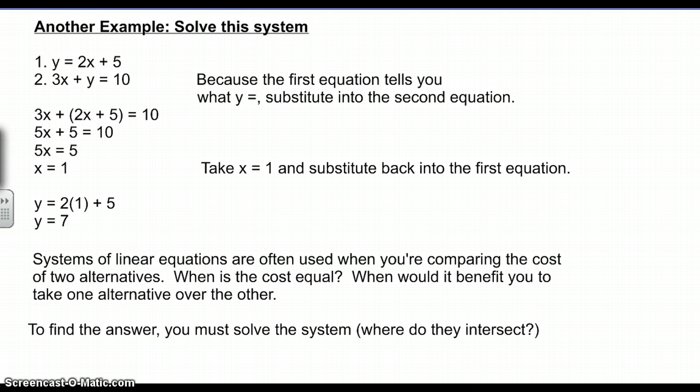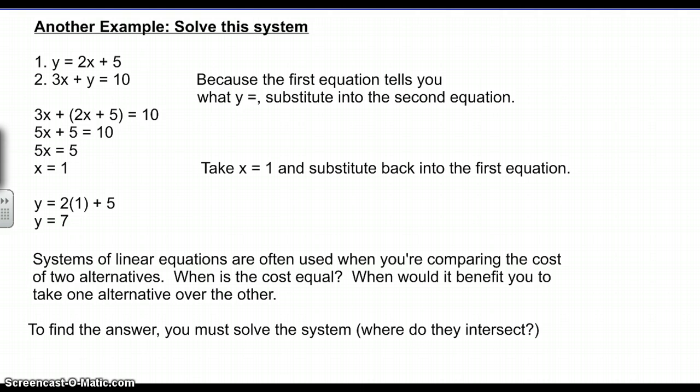That means 5x plus 5 equals 10. 5x equals 5, or x equals 1. You take that result and you substitute it back into the equation that you did not use in step 2. So for us, that's y equals 2x plus 5. So here, y equals 2 plus 5, or y equals 7.